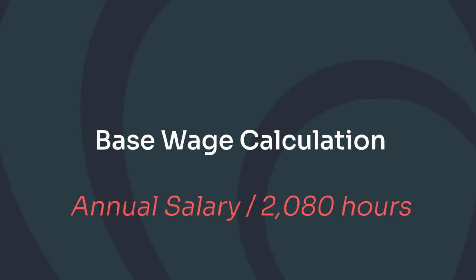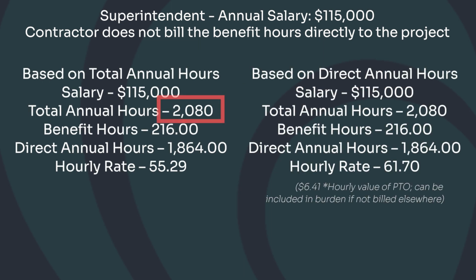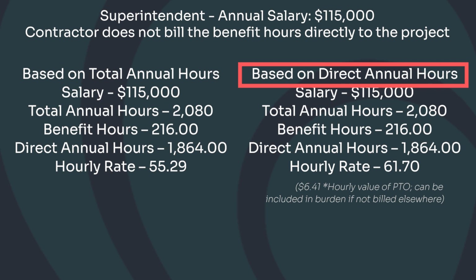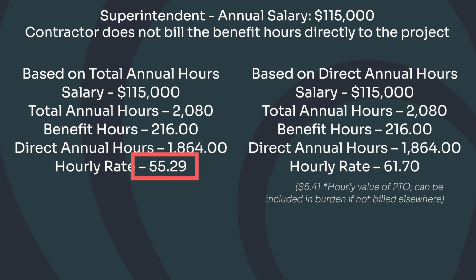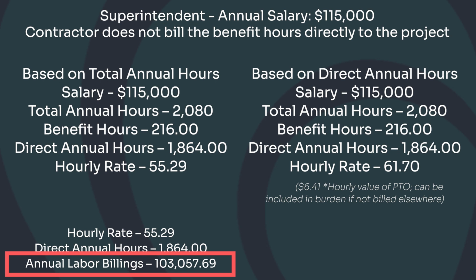Here's an example of what that test looks like. On the left, we have our rate based on 2,080 hours, and on the right, we have our rate based on only the direct hours for the year. You can see that our hourly rate based on the total hours is lower, and if the employee was billed to the project for 100% of their direct hours, the contractor would only recover around $103,000.